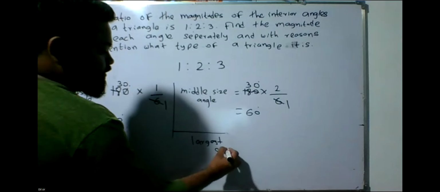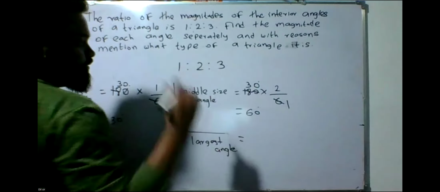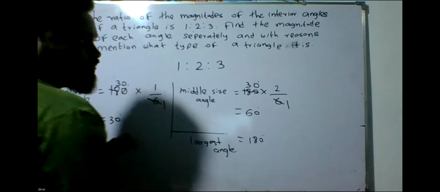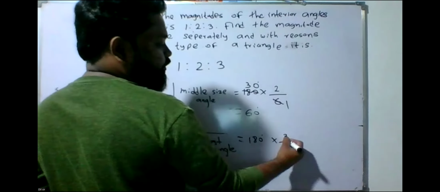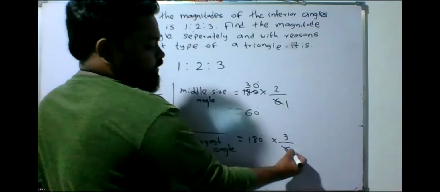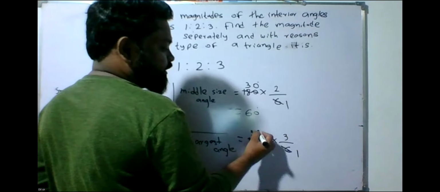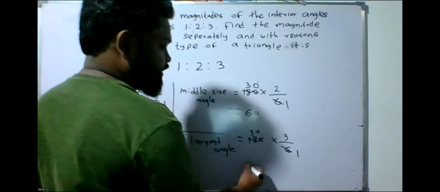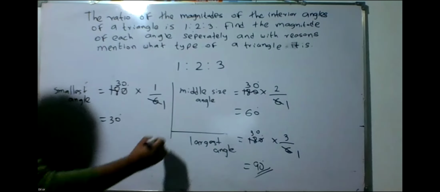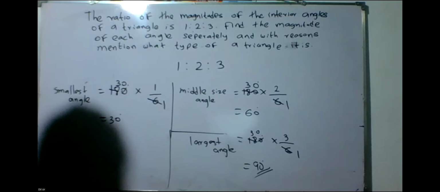Largest angle, it is represented by 3. Anyhow, the sum is 180 total. Fraction is 3 over 6 now. It is half. 3 over 6 is half. 180 divided by 6 is 30. 30 times 3, 90. The largest angle is 90 again. Again, you can decide this is a right angle triangle.